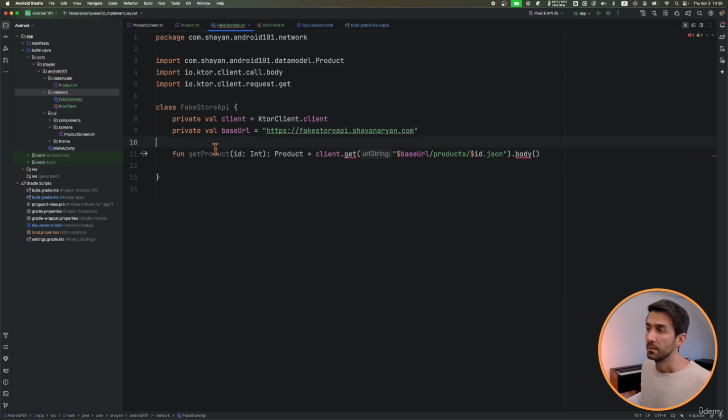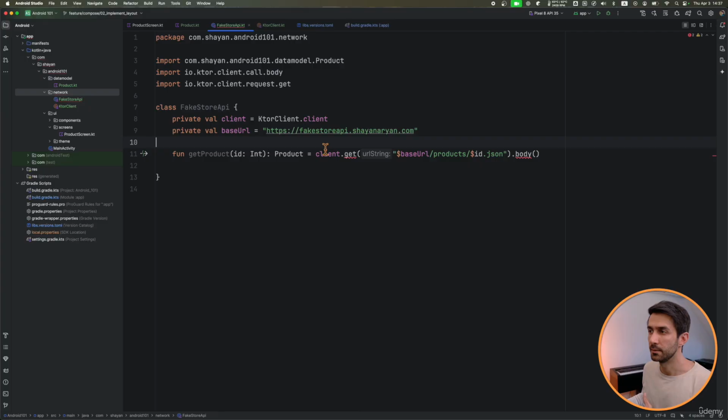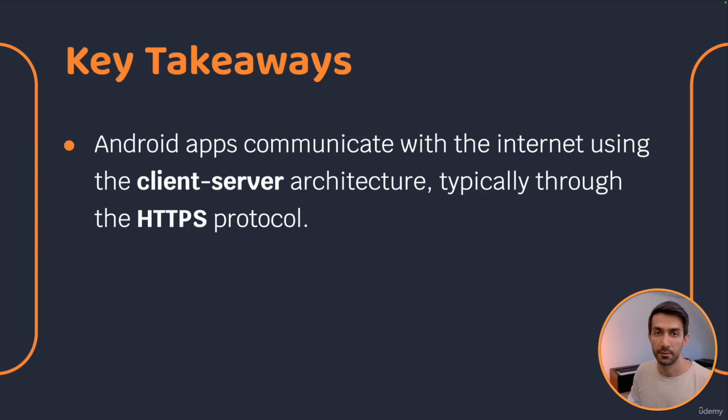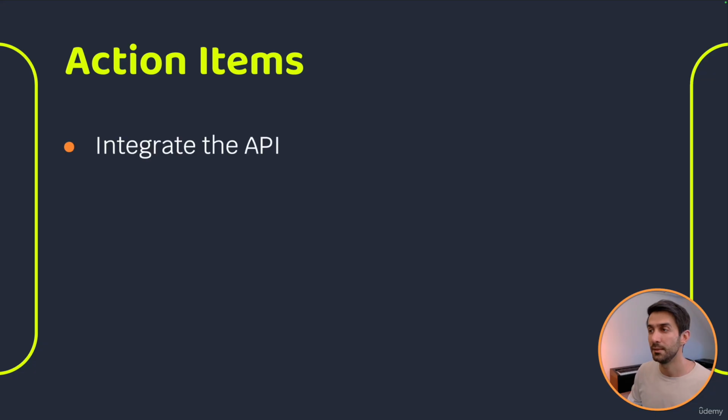Nice. So that's it for integrating the API. So right now, of course, this class is unused and we have an error here, but we will take care of it later. We will resolve the error and use this class in the next lessons. And with that being said, the key takeaway of this lesson is that Android apps communicate with the internet using client-server architecture. And that's typically through HTTPS protocol. And Ktor is a modern framework for building clients and servers, and it's made for Kotlin. And so the action item is to integrate the API.